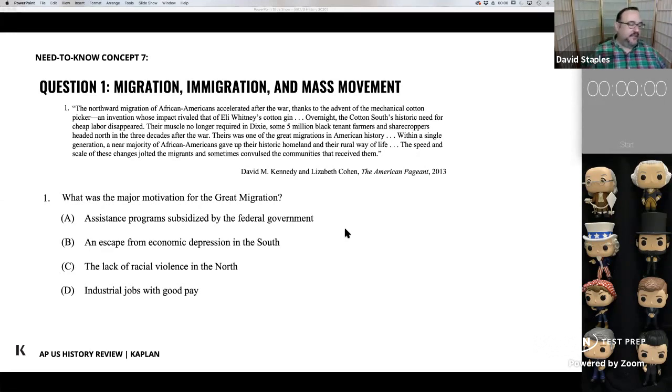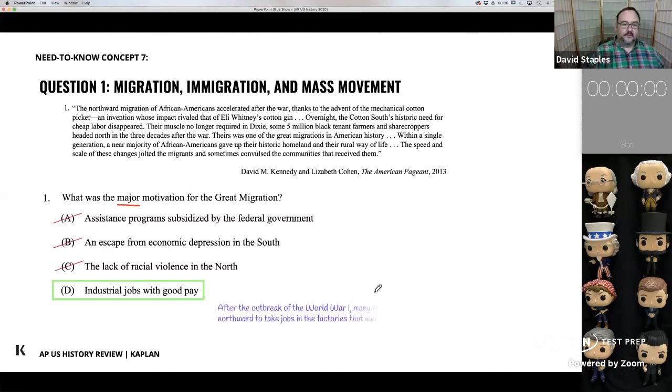All right, I am seeing a whole bunch of people saying D, and D would be the right answer. Yes, industrial jobs with good pay. That's why they left. Now, that was the major motivation. Could these other ones be part of the motivation? Sure. But the major reason was that there were jobs in industries paying well. That's the biggest reason that they moved. Okay. Let's look at number two.